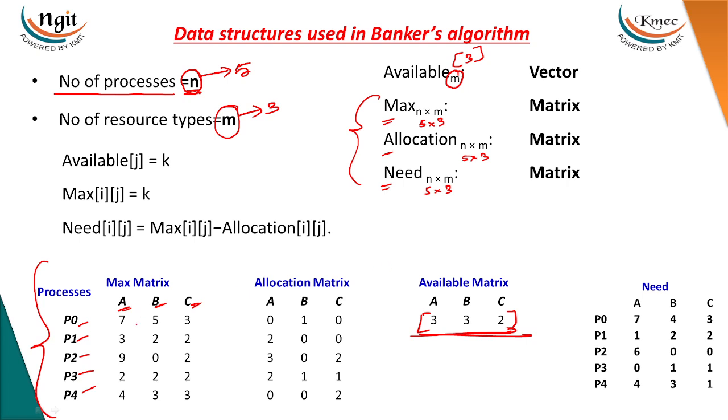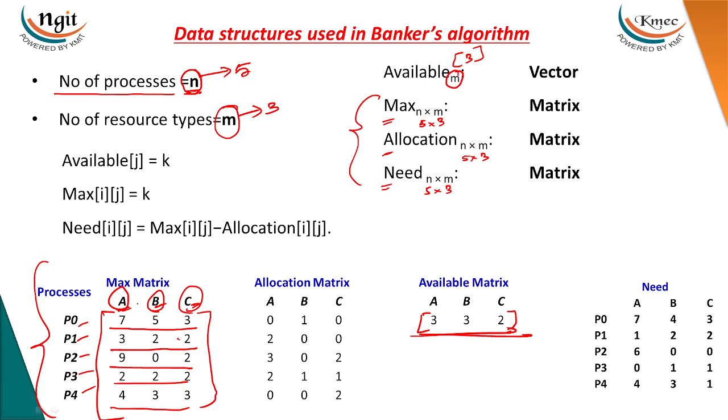by 3. Each row in Max defines the maximum instances required of each resource type. That means by the end of execution, P0 requires 7 A, 5 B and 3 C resources. Similarly, P1 requires 3 A, 2 B and 2 C resources. All of these have to be specified before the start of execution.